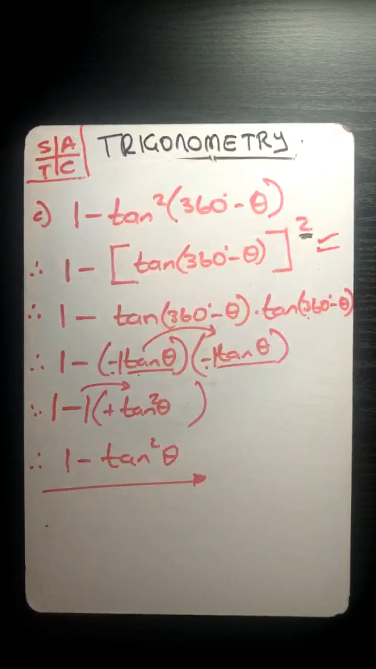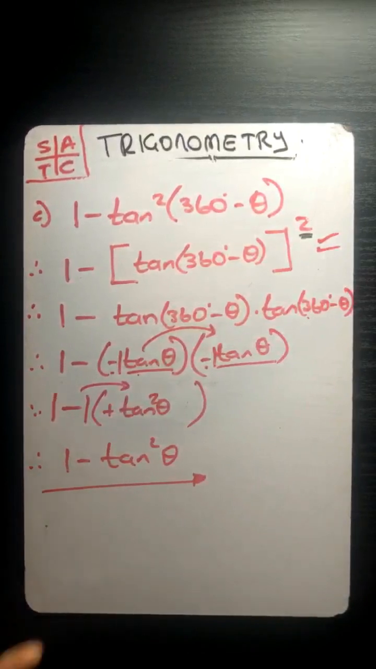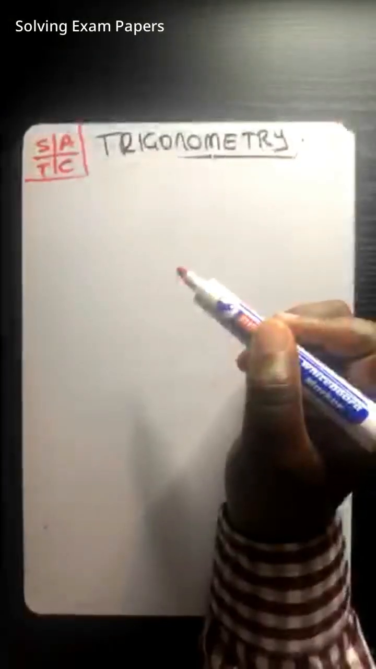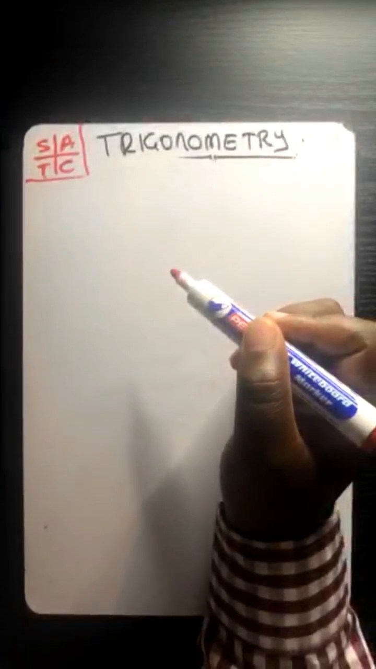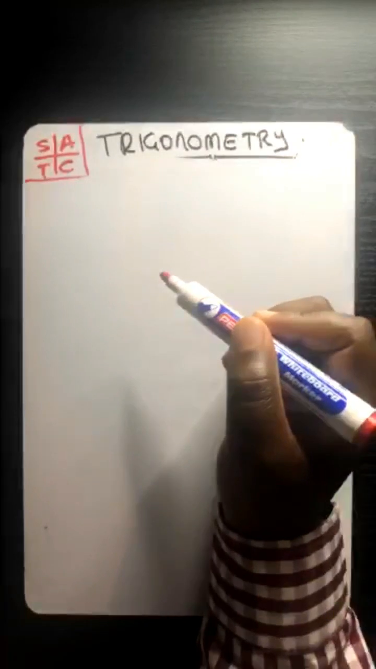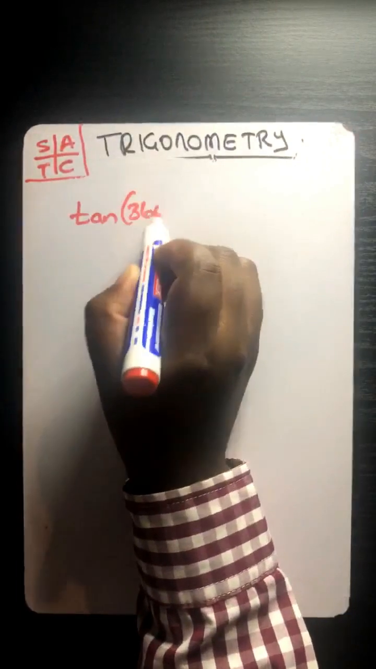So let me see if I can find another one that we can work out. Let me try find something a bit more interesting or complicated, even though it might not be. So let's write down this one and try to work it out. Also, you guys try to work it out on your side. Okay, let's maybe start with this one. Tan 360 degrees minus an angle.